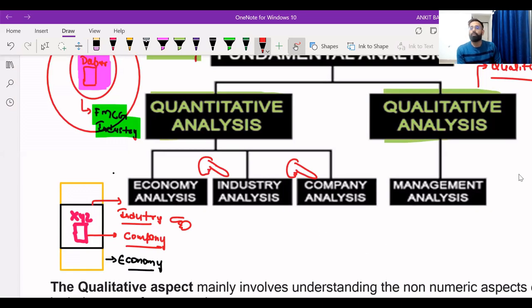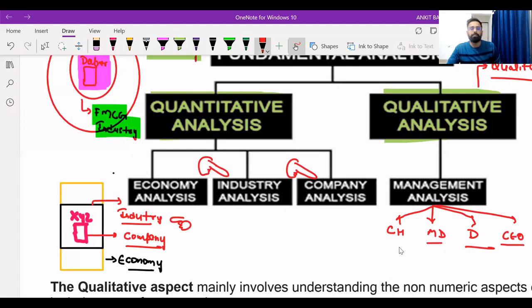Now if I talk about qualitative analysis, generally it is also known as management analysis. Now just let me know who runs the company, right? Definitely the company is run by people, right? And who are the managing bodies of those companies? You will say chairman, right? You will say managing director, director, right? You will say CEO, CFO. These are the managing bodies of any organization.